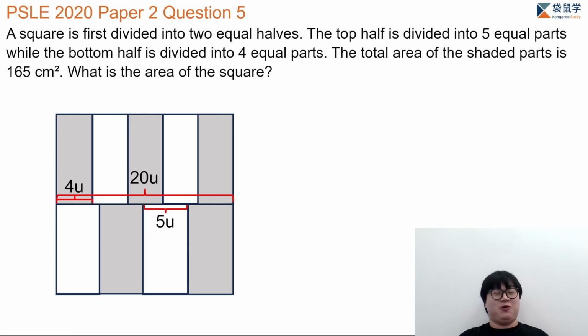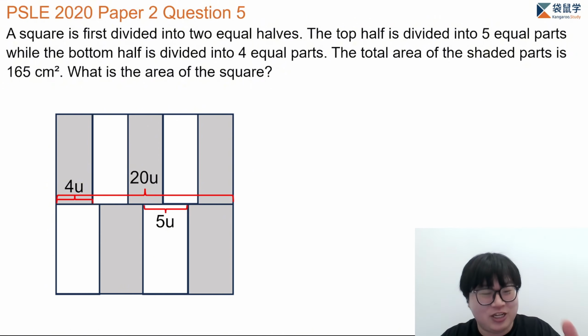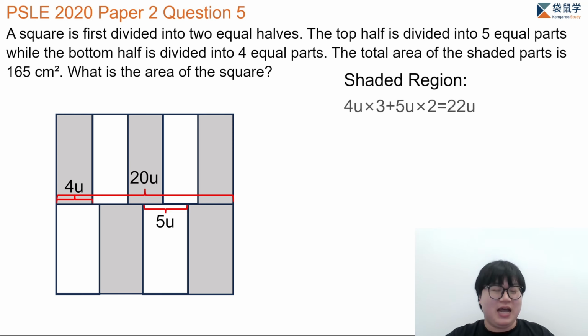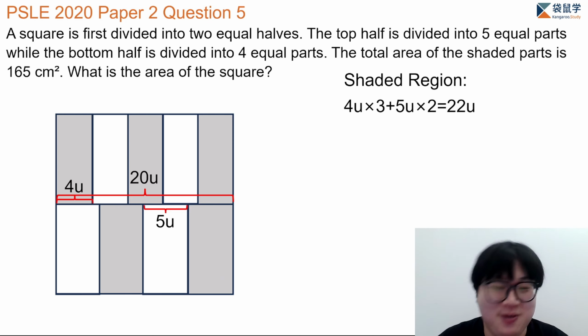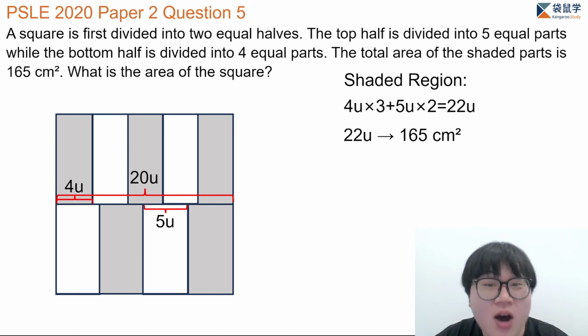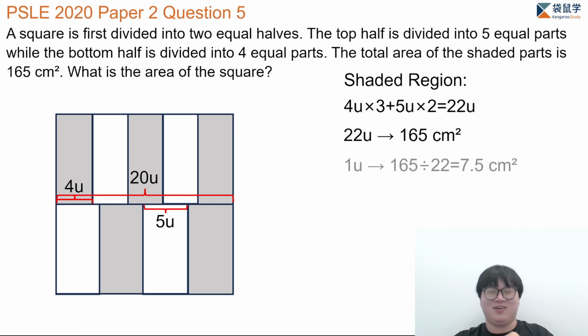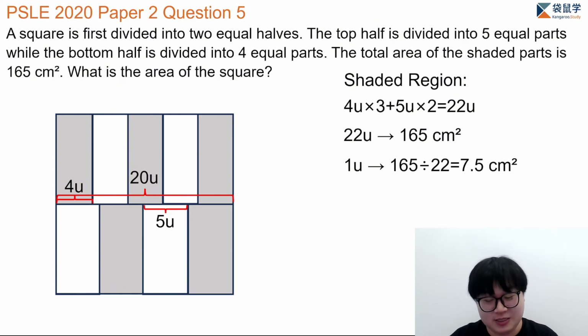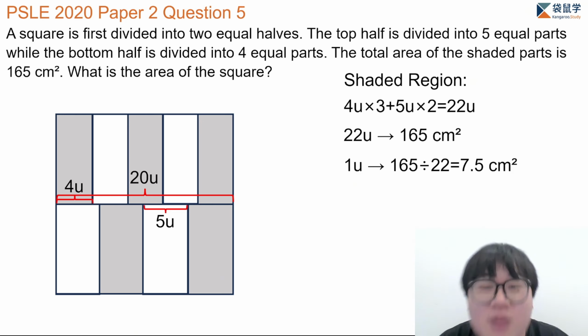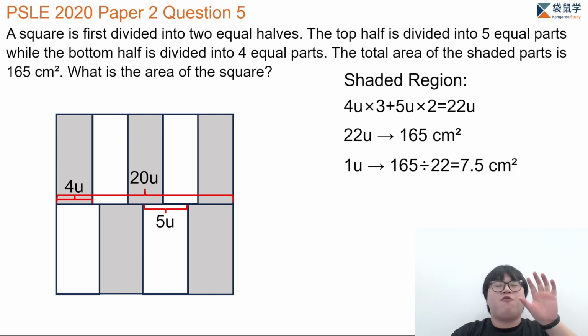And then, very easy, we just need to count how many such shaded rectangles we have. For the top, how many do we have? 3. And then for the bottom, we have 2 units of 5. So in total, 22 units. And we know, for these 22 units, what's the area? 165. So that means we can find what? 1 unit. So it will be 165 divided by 22 equals 7.5 centimeters square. And for the total, the whole square, how many units do we have? We have 40 units.